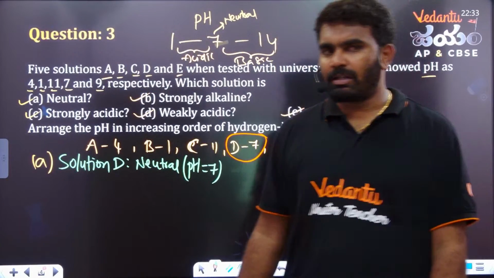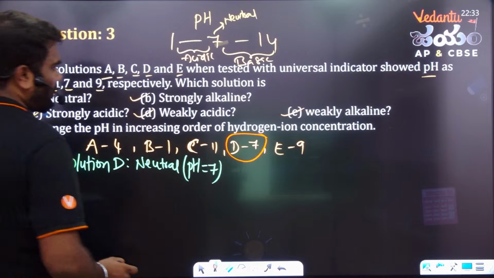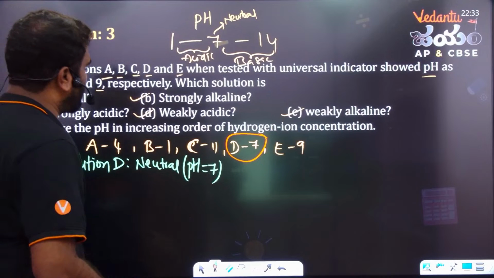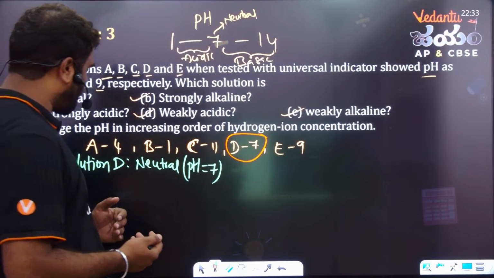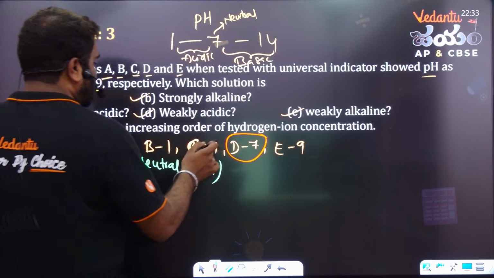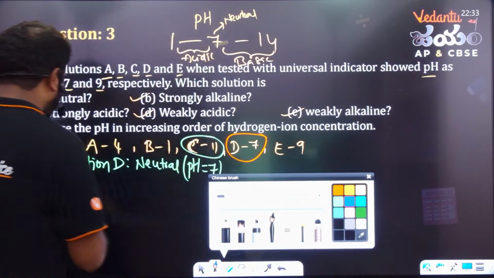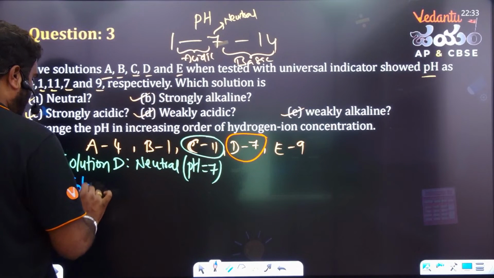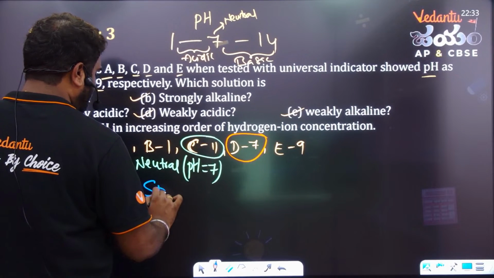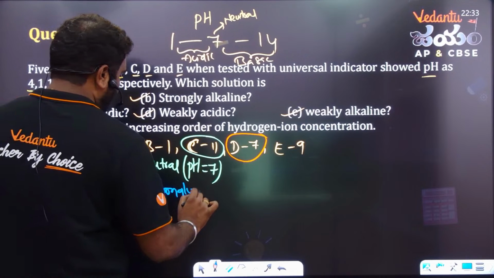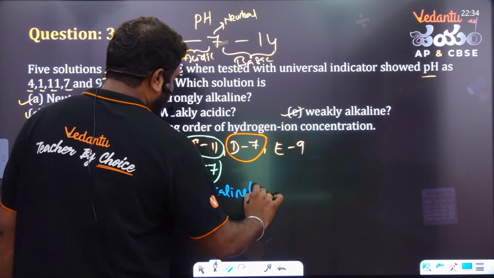Next, the second question: which is strongly alkaline? Among the given ones, the highest value is strongly alkaline. Which is the highest value here? C is having the highest value. So here solution C is strongly alkaline, pH is equal to 11.